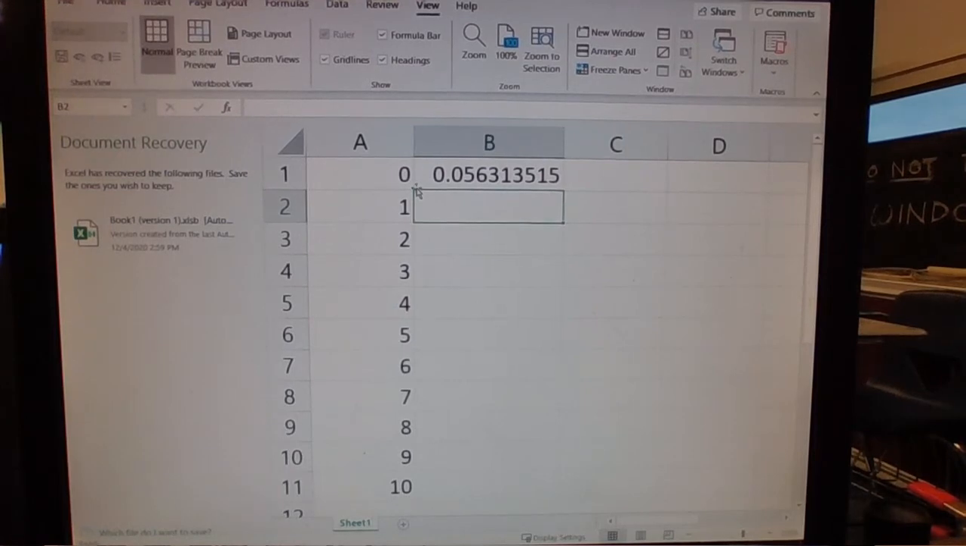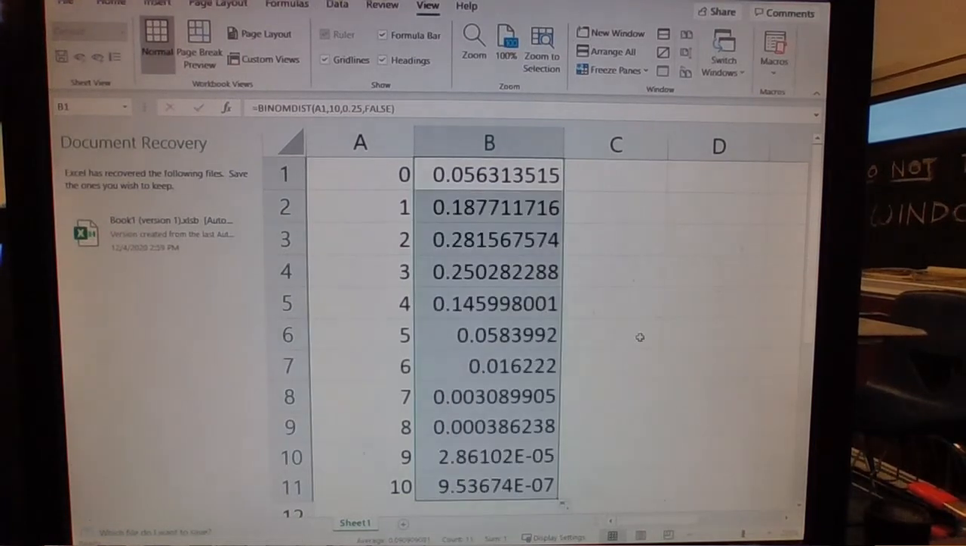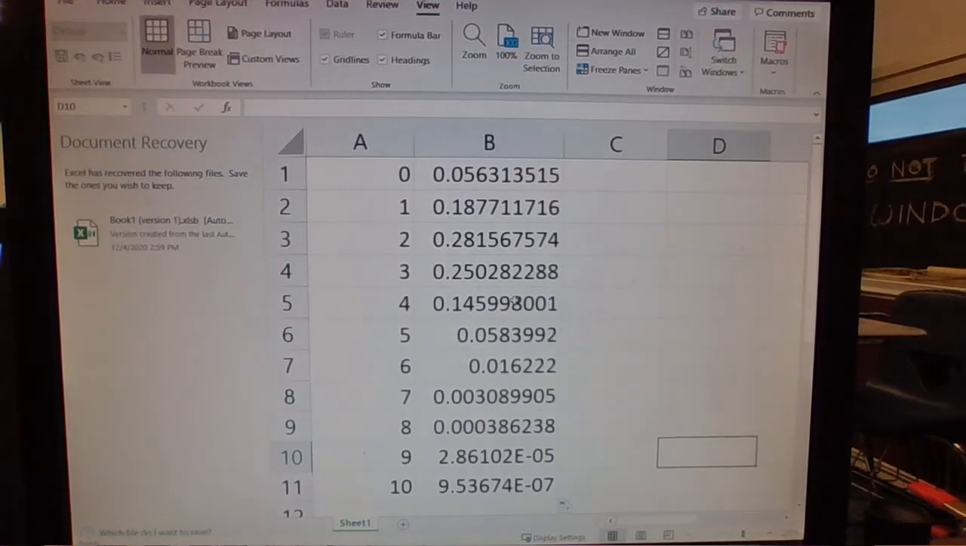Okay, so as a percentage, what this is saying is that there's a 5.6% chance that I randomly guess and I get 0 out of 10 right. Now, as I drag that down, this is telling me that if I guess, there's a 14% chance that I'm going to get 4 of them right.